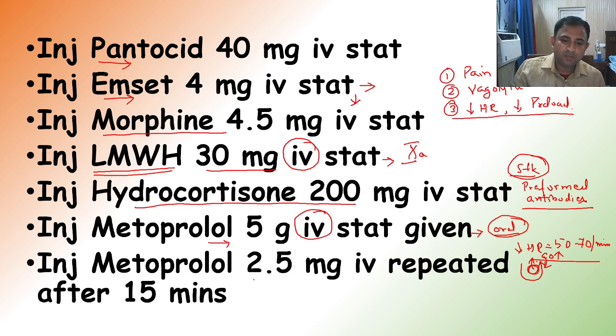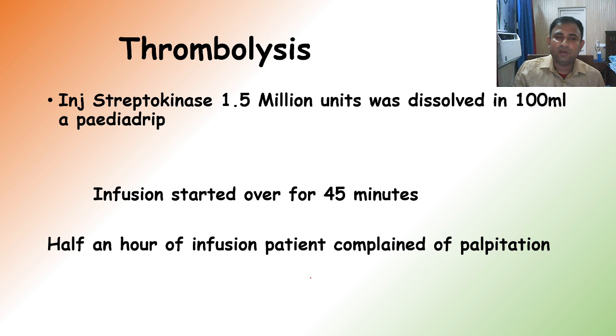So we gave him 2 shots of metoprolol depending upon his response. It was repeated after 15 minutes, and we got the heart rate not down to the 70s but somewhere around 90 per minute. So the decision of where to maintain the heart rate has to be very judicious. Now we took the decision of thrombolysing, and the thrombolytic chosen was streptokinase. How much streptokinase is to be given? 1.5 million units was dissolved in 100 ml of normal saline, and it was planned to be infused over a period of 45 minutes.